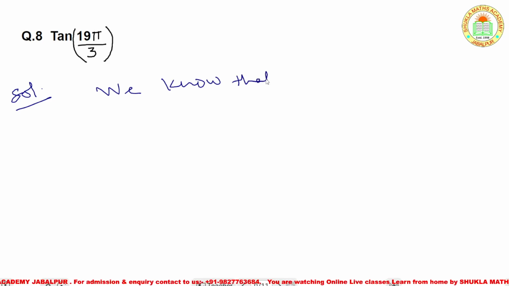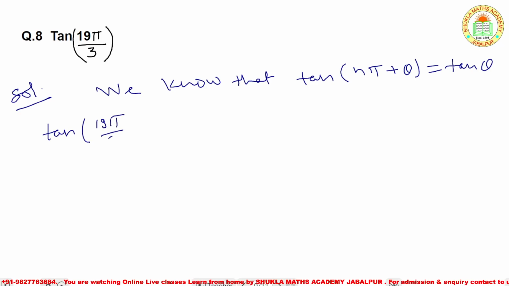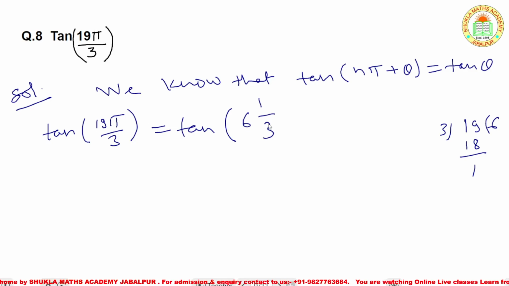the value of tan repeats after the pi interval. So tan of n pi plus theta is tan theta, right? So 19 by 3 pi, we can write this as 19 pi by 3. You can divide 19 by 3. So 3 sixes are 18. We get 1 remainder. So we can write this as 6 and 1 by 3 multiple of pi. Okay, like that.